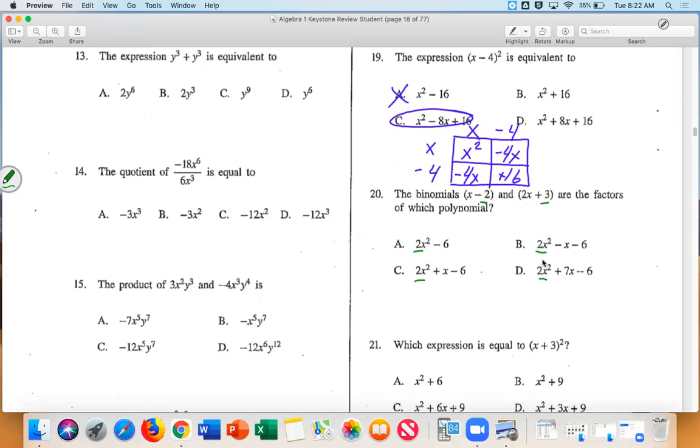All right, so with this, in my little box here, we have X minus 2 and 2X plus 3. 2X times X is 2X squared. 2X times -2 is -4X. 3 times X is 3X. And 3 times -2 is -6. So I'm going to have -4X and 3X. They're going to combine to give me -1X. So my answer is B.